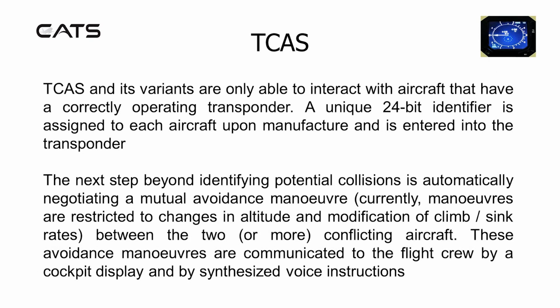TCAS and its variants are only able to interact with aircraft that have a correctly operating transponder. A unique 24-bit identifier is assigned to each aircraft upon manufacture and is entered into the transponder. The next step beyond identifying potential collisions is automatically negotiating a mutual avoidance manoeuvre. Currently, manoeuvres are restricted to changes in altitude and modification of climb or sink rates between the two or more conflicting aircraft. These avoidance manoeuvres are communicated to the flight crew by a cockpit display and by synthesized voice instructions.